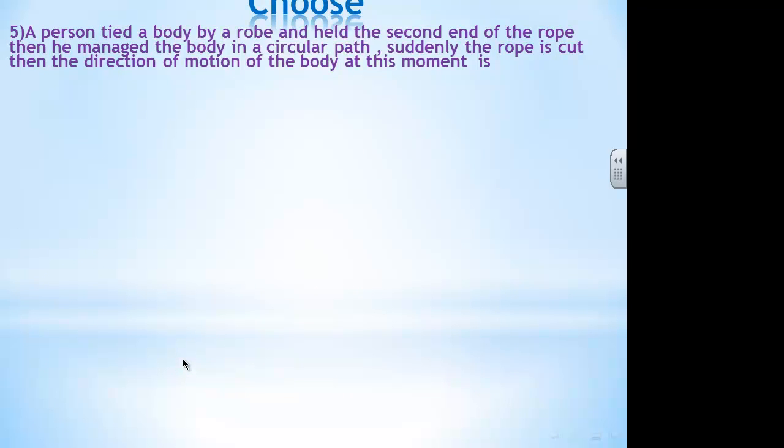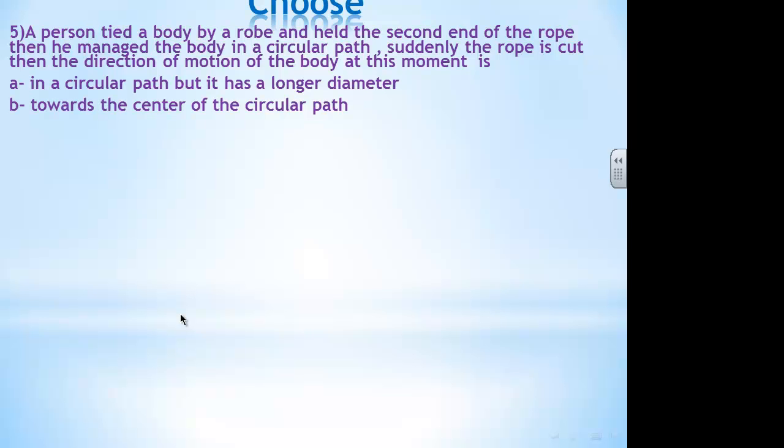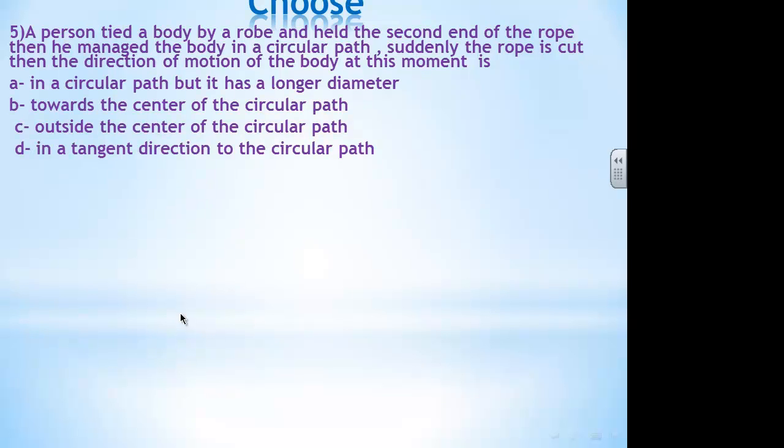5. A person tied a body by a rope and held the second end of the rope. Then he moved the body in a circular path. Suddenly the rope is cut. Then the direction of motion of the body at this moment is: A. in a circular path, but it has a longer diameter. B. toward the center of the circular path. C. outside the center of the circular path. D. in a tangent direction of the circular path. Answer: number D. Tangent direction to the circular path.